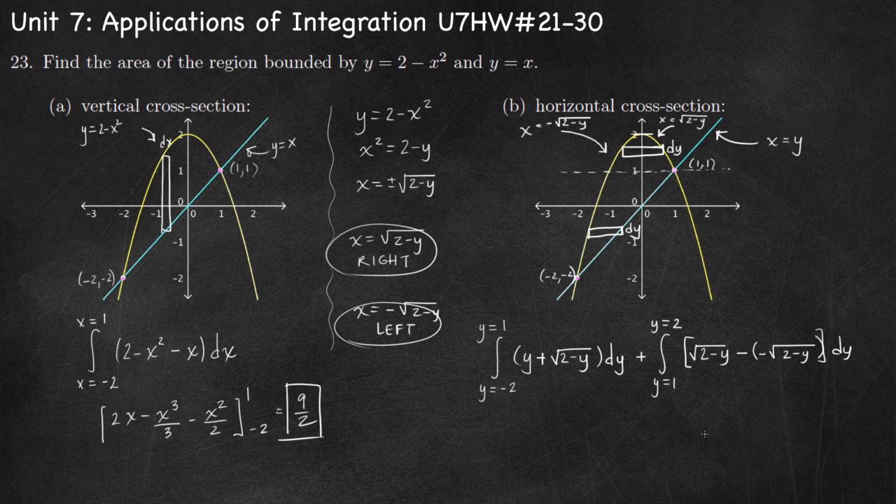So we can simplify that a bit. Not the first one, really. We've got integral from y equals negative 2 to y equals 1, y plus square root 2 minus y dy, plus, but this other integral that goes from y equals 1 to y equals 2, we can simplify this and it becomes 2 times the square root 2 minus y times dy. And that should give us 9 over 2 as an answer.